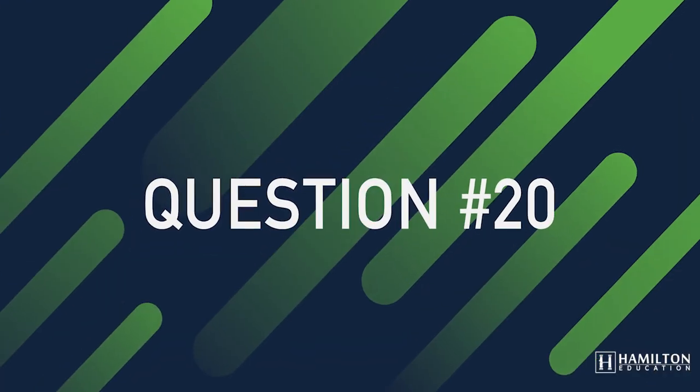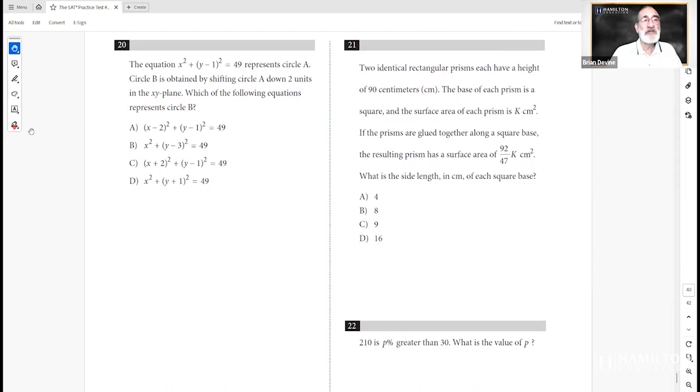Question 20. In question 20, the equation x squared plus y minus 1 squared equals 49 represents a circle. Circle B is obtained by shifting circle A down 2 units. So what we did is we moved the y value of the center down 2 units. And the radius will still be the same.